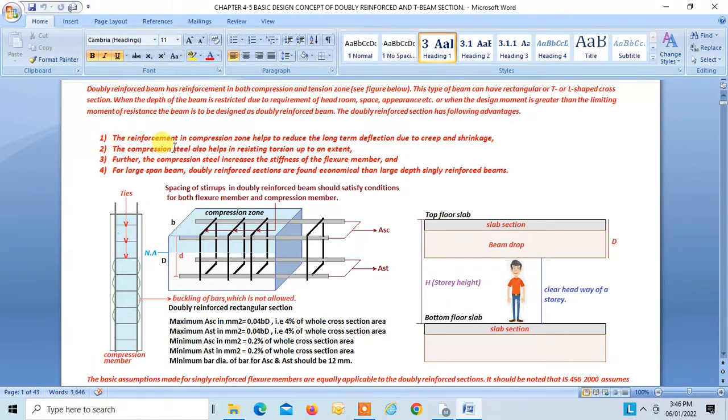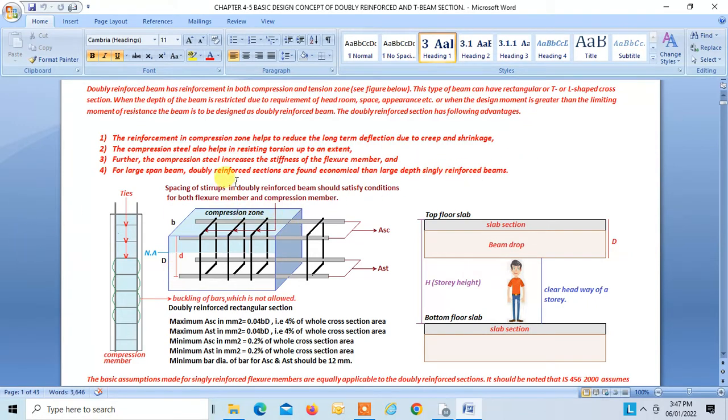Okay, the compression steel also helps in resisting torsion up to an extent. We know that in case of torsion, that is twisting moment, we have cracks on the periphery, and at that time this compression steel which is provided at the periphery is helpful in resisting torsion up to an extent. Further, the compression steel increases the stiffness of the flexure member, and for large span beams, doubly reinforced sections are found to be economical than large depth singly reinforced beams, right?